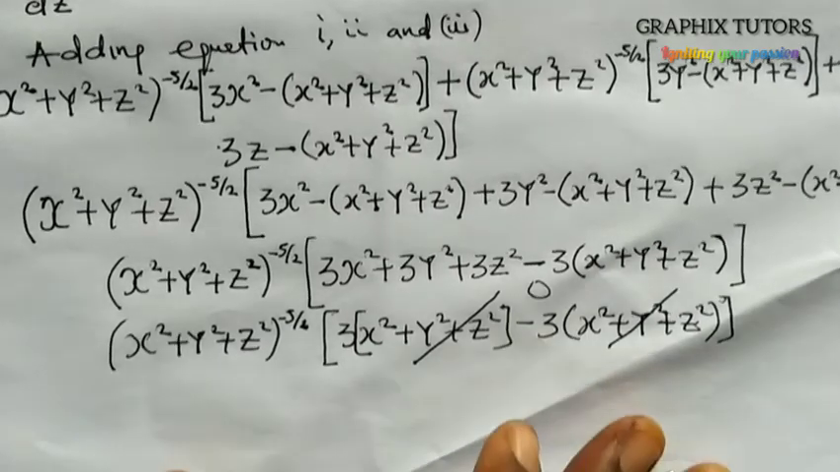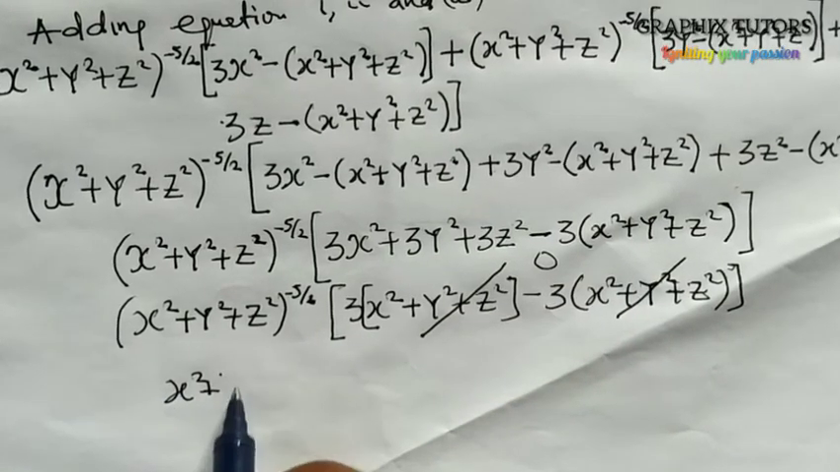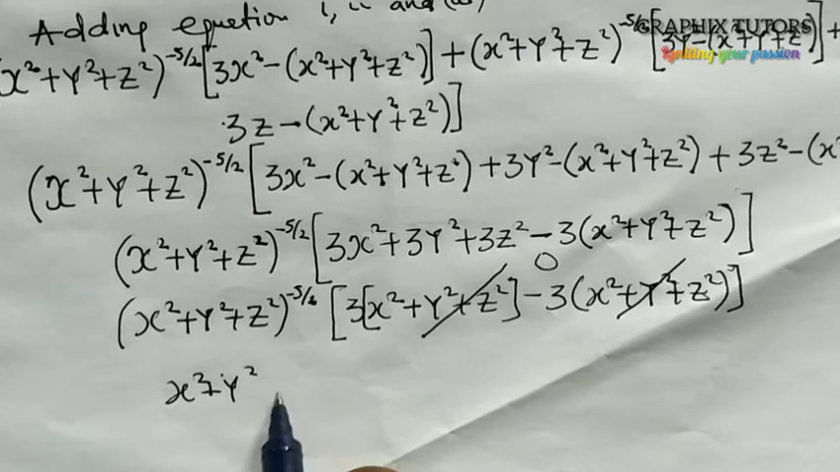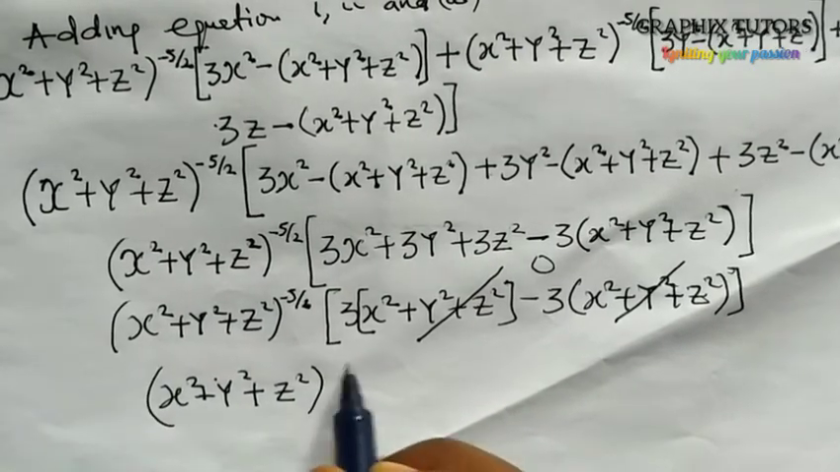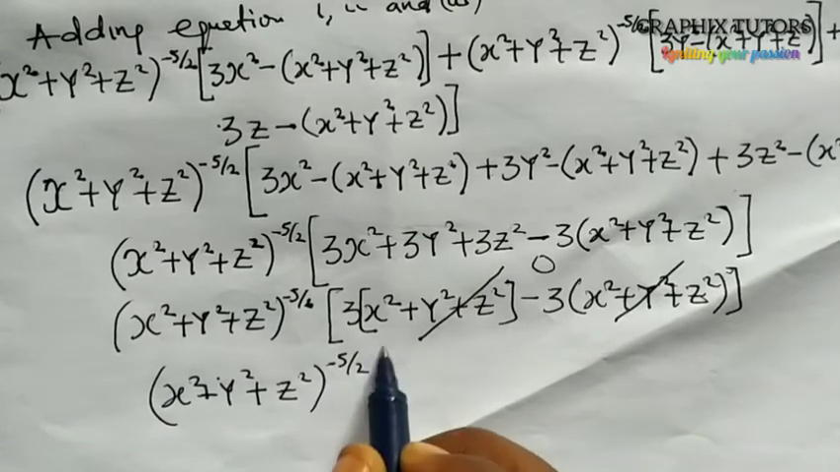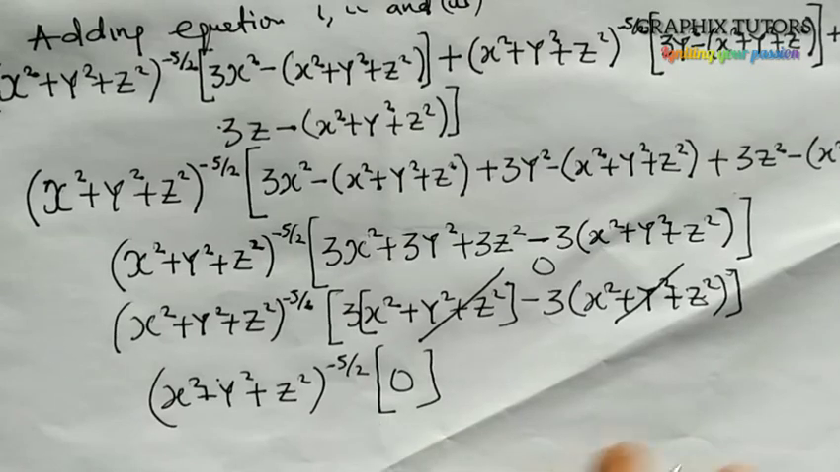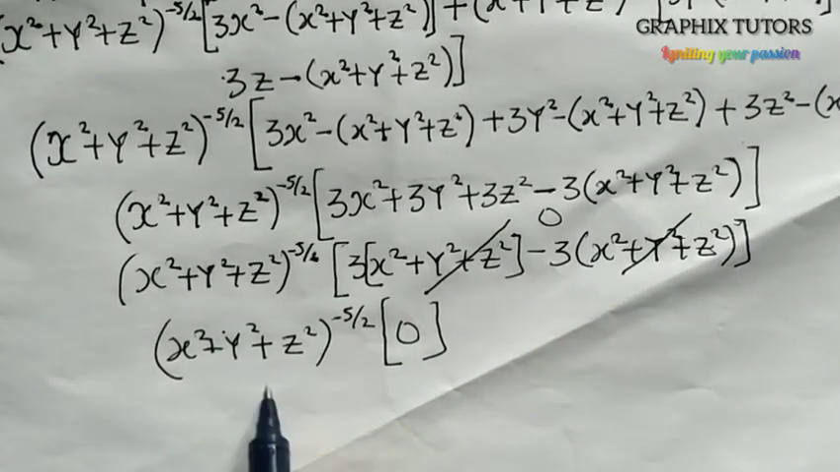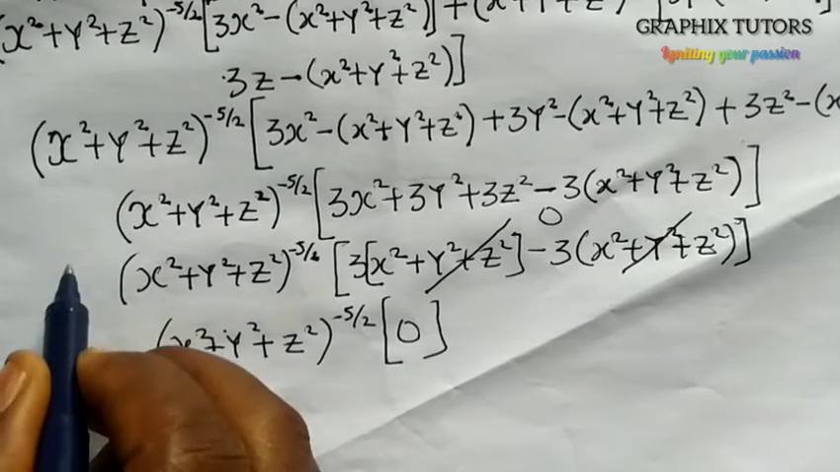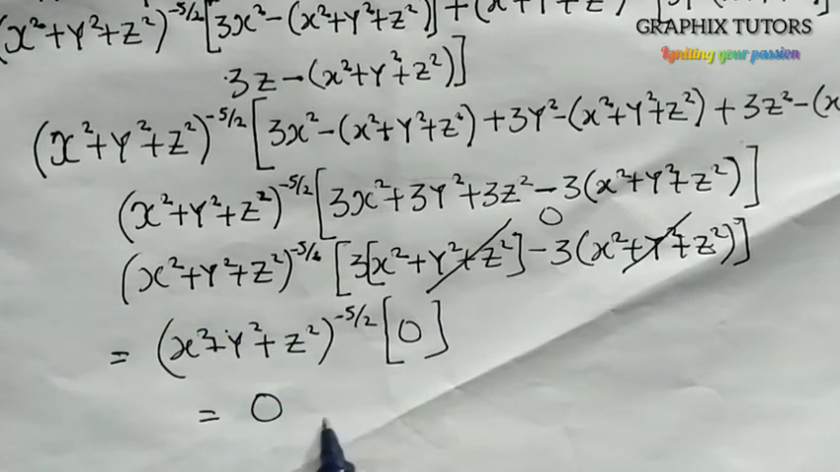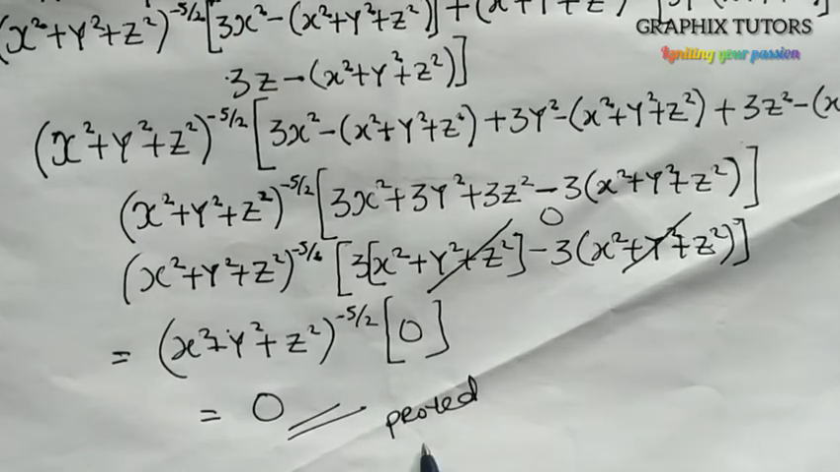So when I say that, my x squared plus y squared plus z squared to the power of minus 5 over 2, open bracket, we have 0. Now 0 multiplied by anything is equal to what? 0, right? So from here, we say that our equation is proved. Is that okay?